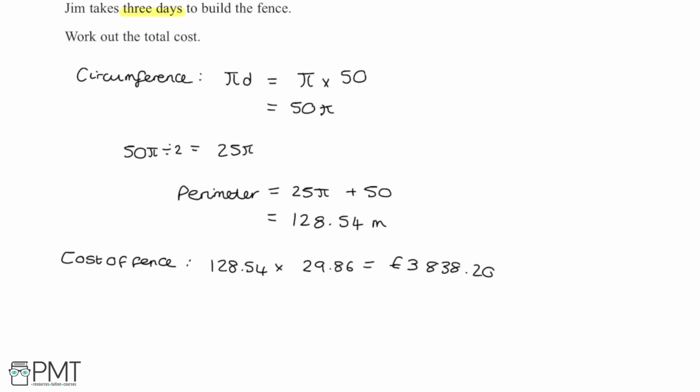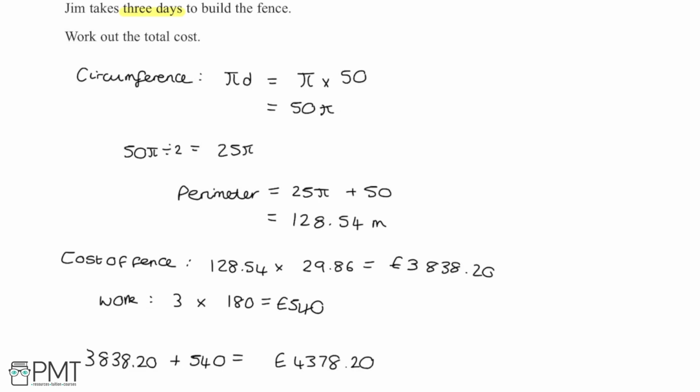Now finally, I'm just needing to remember to add on the £180 for each day's work. We're told Jim takes 3 days to build the fence, so the cost for the work is going to be 3 days multiplied by the cost for each day, which is 180, so that's £540 total. Now the total cost is this price of the fence plus the day's work, so I can add these two values together: £3,838.20 plus 540, add those together to get me a final answer here of £4,378.20.